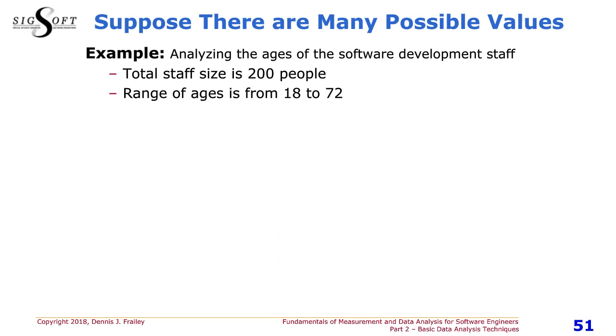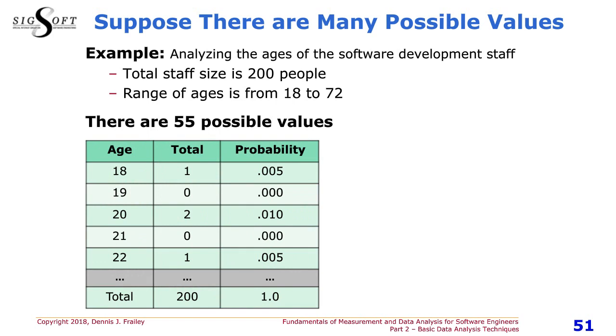Suppose we have a lot of options. Suppose we had a large organization with 200 programmers, and they ranged in age from 18 to 72, and we wanted to understand something about our future pension costs or something. So we decided we were going to make a distribution of all the people. There are 55 possible values, and I don't have room on the slide to show them all, so I've just shown the youngest ones here. But you'll notice that when there are a lot of possible values, the probabilities start to get really tiny.